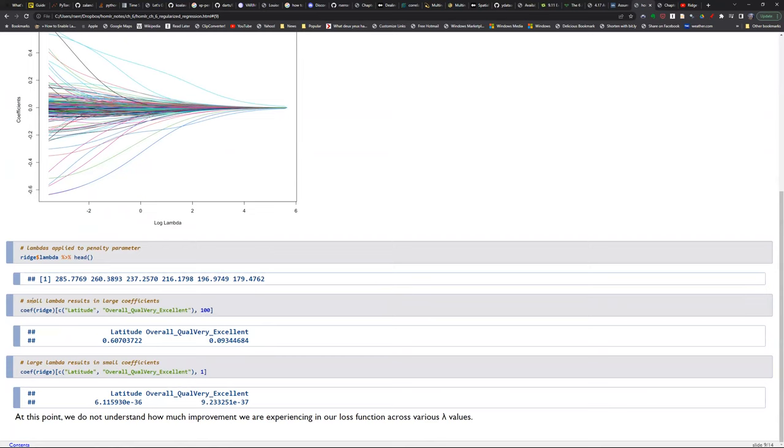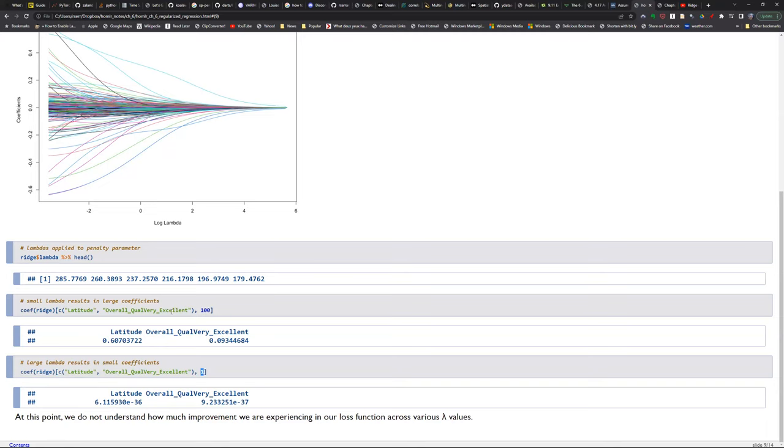So a small lambda results in large coefficients, right? So if we apply the coefficient function to the ridge and we select some of the predictors, in this case latitude and overall quality very excellent, from the 100, you will see latitude is the one that has the large coefficient, and then overall has the smallest one. When lambda is large, which is this one, instead of 100, we're going to be checking one, then that number for latitude is also going to be very small, okay?